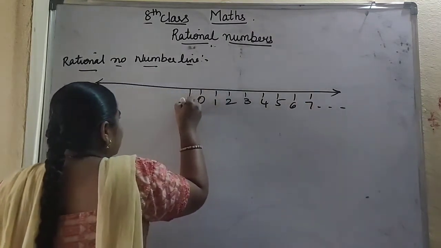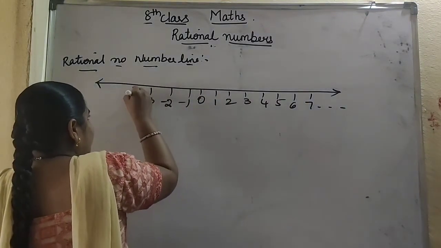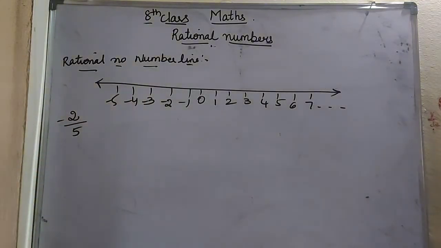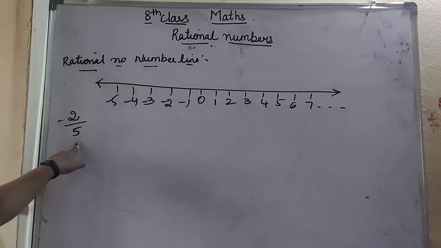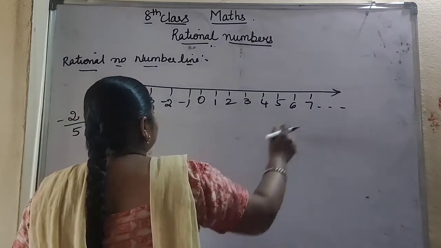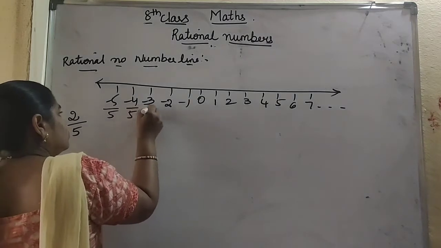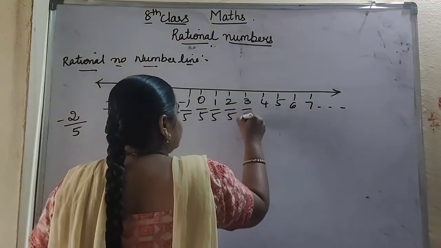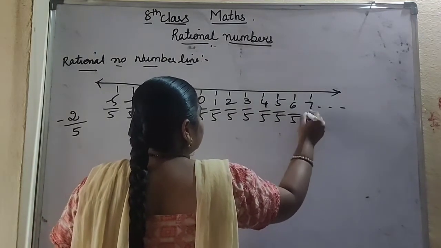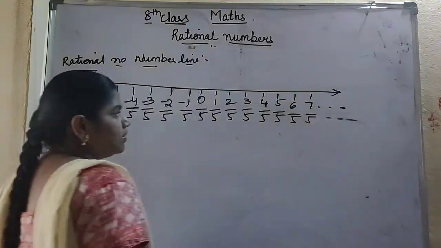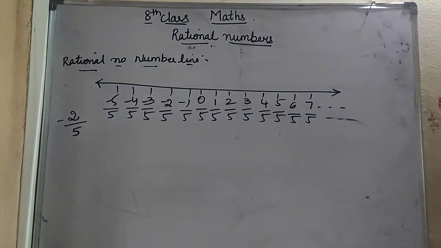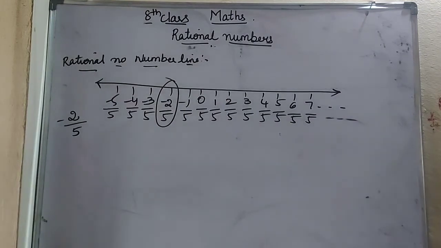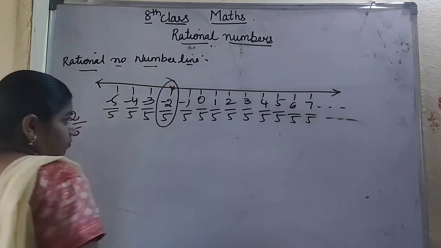So what is the integers number line? It will have positive values, negative values along with 0. Now what is the denominator value here? 5 is the denominator. So divide all the numbers by 5 now. So where you are seeing this is minus 2 by 5. This is how you will represent a number on a number line.